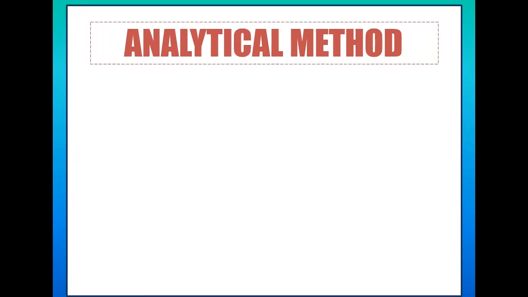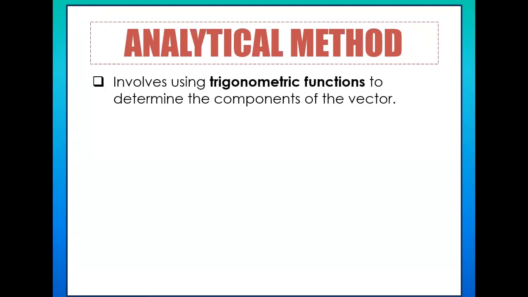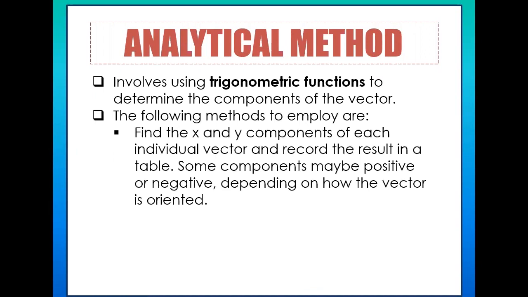To be more specific, you'll be using here the Pythagorean theorem and the trigonometric functions. As I mentioned, it involves using trigonometric functions in order for us to properly determine the components of the vector. Also, in these methods, we have to employ certain steps in order for us to properly measure the magnitude and the direction of the given vectors, so for us to get the correct resultant vector.